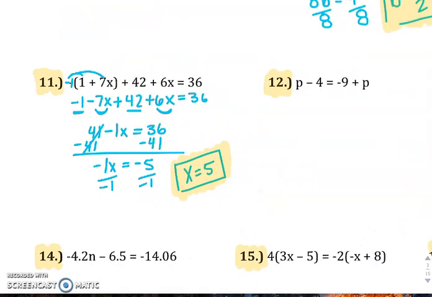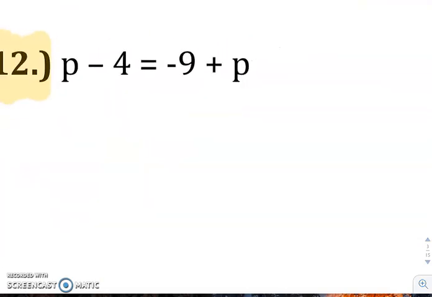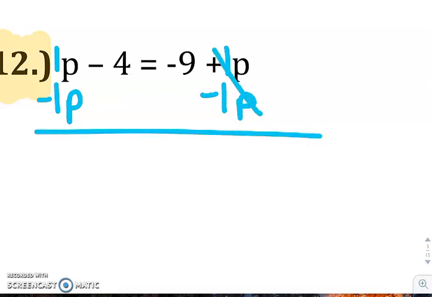Let's go ahead and look at number 12. So remember, when you guys see single variables like a p or an m or a y, it's really just one. So if it helps to put a 1 in the front of them, that's fine. So let's go ahead and move the p's to one side since they're currently on both sides. So if it's a plus 1p over there on the right, let's subtract him over. So this is a rare instance where both of our p's actually disappear. Like we have no p's left, no p's on the right, no p's on the left, and we're left with negative 4 equals negative 9.